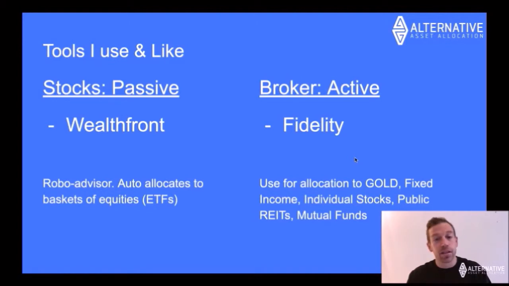So I use this for allocation to gold, fixed income if I'm buying individual bonds or munis, and individual stocks if I want to pick a few and do very badly with them. I also buy public REITs, so real estate investment trusts, as well as mutual funds with this account.